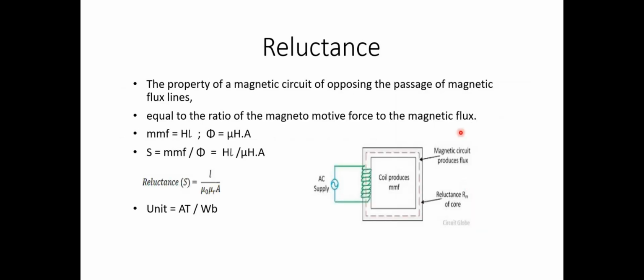Next is the reluctance. It is similar to the resistance we have in electric circuits. Resistance always opposes the flow of current. Similar to that, reluctance opposes the passage of magnetic flux or magnetic flux lines through the conductor. It is equal to the ratio of MMF to magnetic flux, that is MMF by phi.